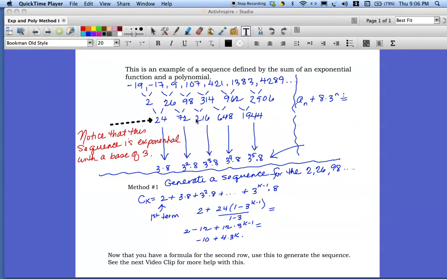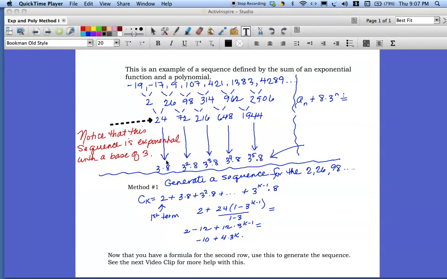It's actually exponential. You can see that 72 divided by 24 is the same as 216 divided by 72. And once you see that, you know that it's exponential. So you have to know to try that.